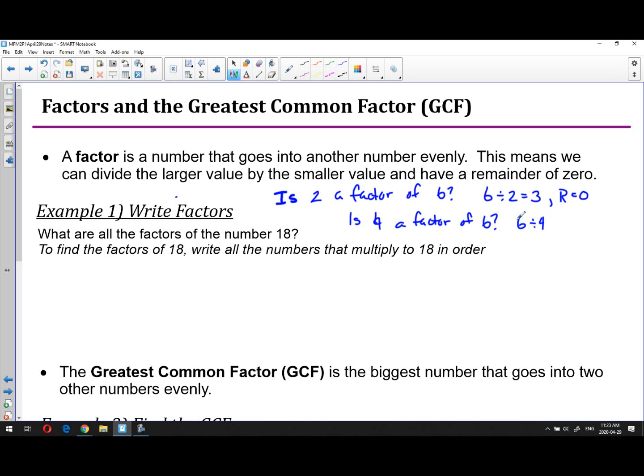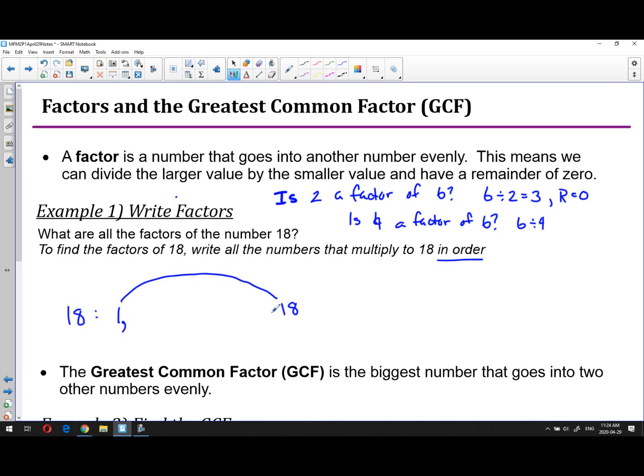When we're writing out factors, we need to know our multiplication tables. For this example, let's write out all the factors of the number 18. To find the factors of 18, write all the numbers that multiply to 18 in order. That's important. You might remember having done this in middle school, maybe even earlier. 1 is always a factor of every number because 1 multiplied by some number gives you that same number. So 1 and 18. Sometimes you connect them with little lines like that.